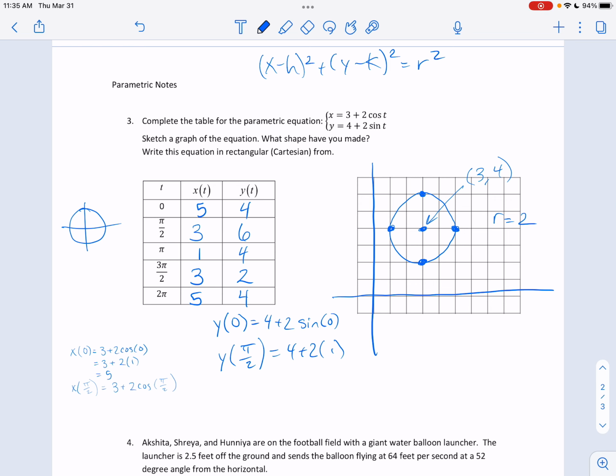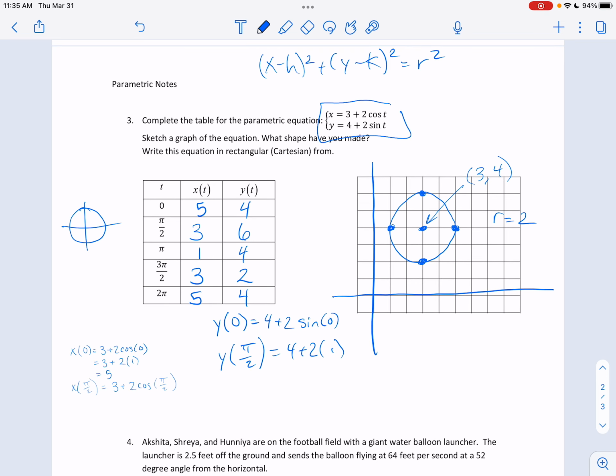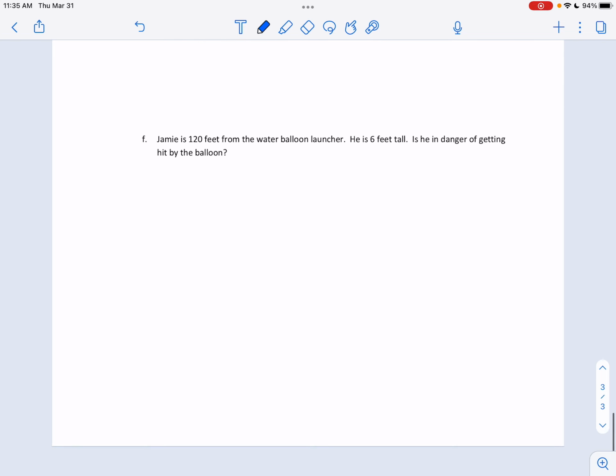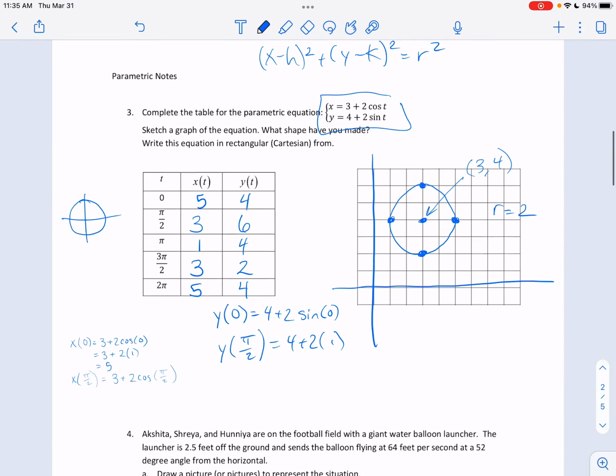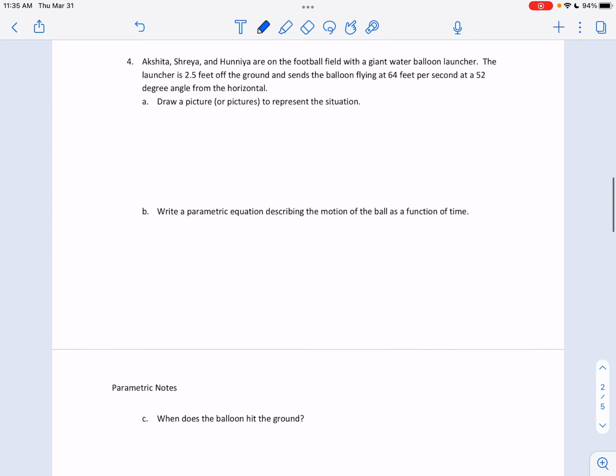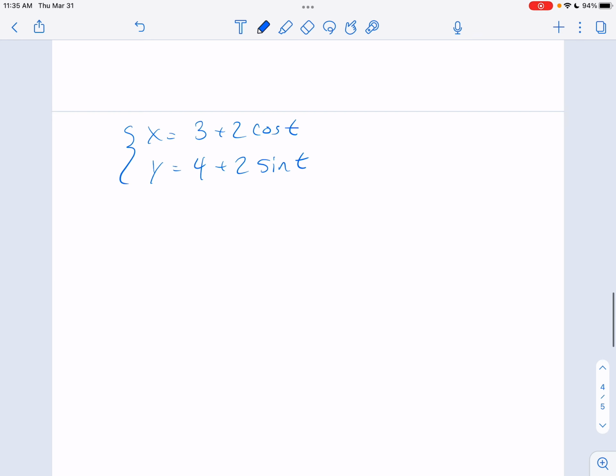This is a really cool, kind of clever way that this works. I need more space. So x was equal to 3 plus 2 cosine t, and y was equal to 4 plus 2 sine of t. Let me make sure I got that right. 3, 2, 4, 2, okay.